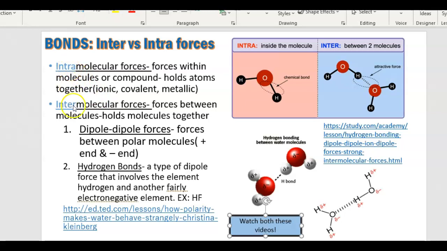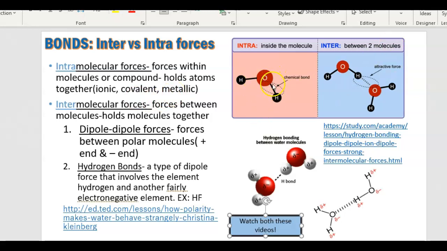So I want to talk about intra versus intermolecular forces. Forces are attractions, don't forget about that. Intra means within, inter means between. So intra are forces within molecules or compounds. These forces are going to hold atoms together. We've talked about ionic, covalent, and metallic. All of these are intramolecular forces.